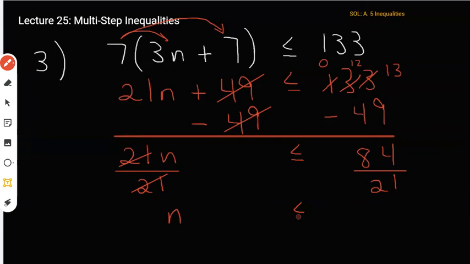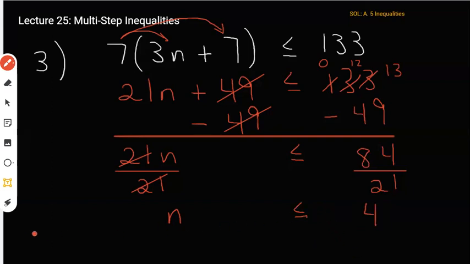I'm going to bring down my less than or equal to symbol. I'm only dividing by a positive 21 on this side. So since I'm dividing by a positive number, there's no need to switch the inequality sign. 84 divided by 21 is going to give me a positive 4.